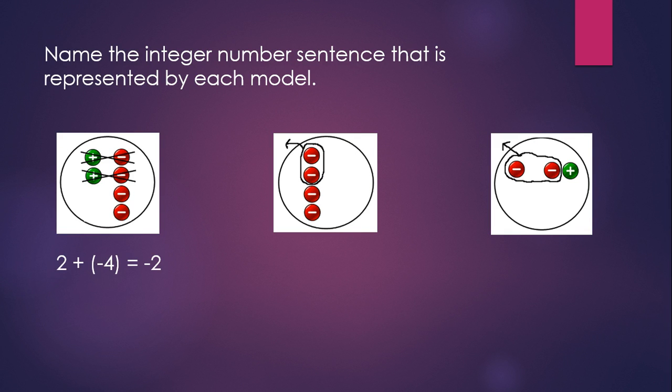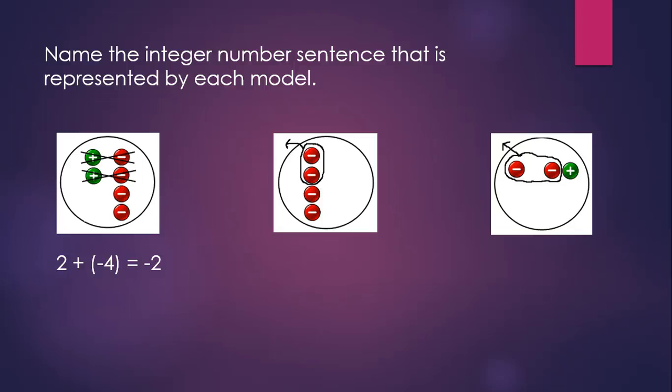So the first of our add-ins is 2. That's coming from the 2 positive chips. And the second add-in was -4. That's the 4 negative chips we see in the second column. That resulted in 2 zero-sum pairs, and that left us with 2 negative chips. So that gives us a sum of -2.